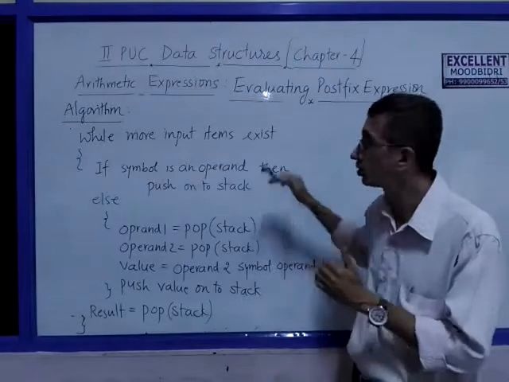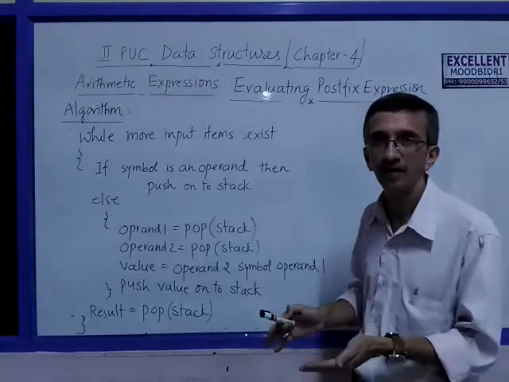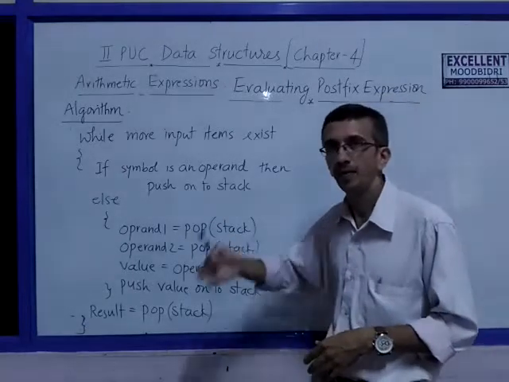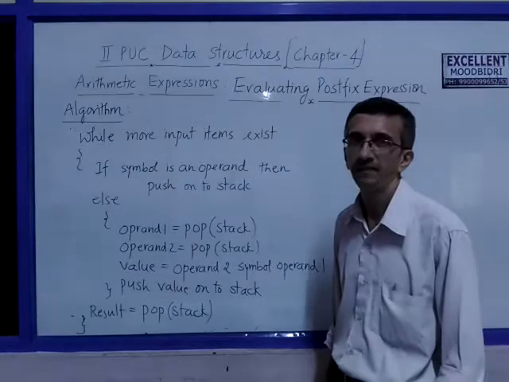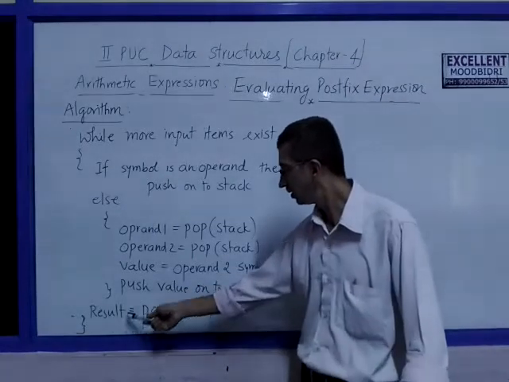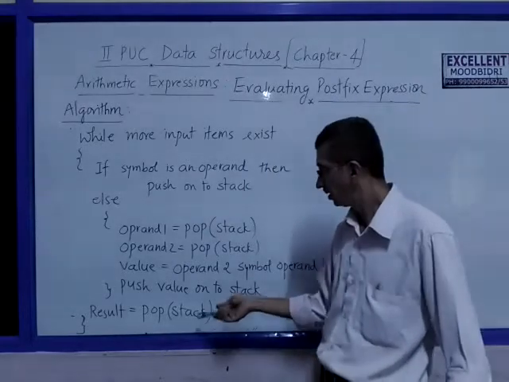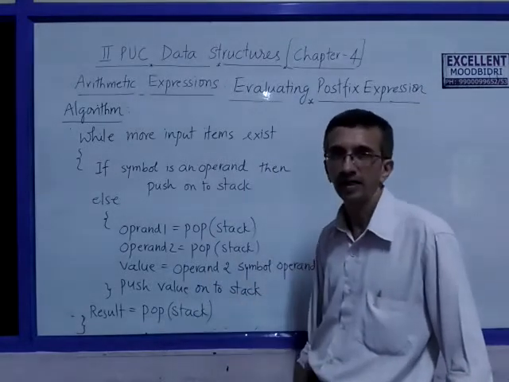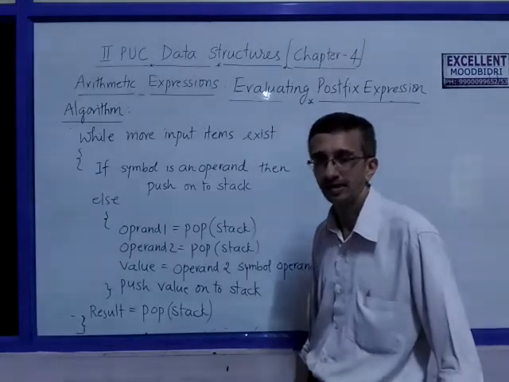So the stack is used to hold the values. After each operation for a given operator, the value is again available for the next operation with the next available operator, right? So the result is obtained, which is present in the stack finally. We get it by popping that. That will be the result of the evaluation. Now let us see this by using an example.